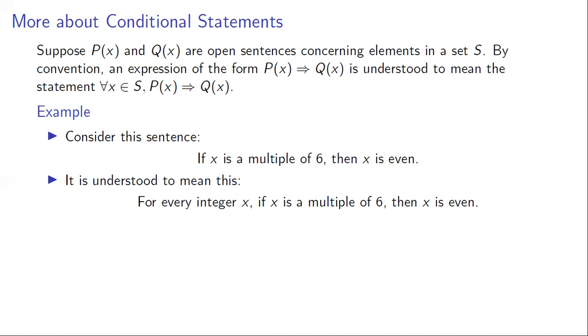Now, is this true? Is it true that for every integer X, if X is a multiple of 6, then X is even? Well, think about what the multiples of 6 are. So 6, 12, 18, and so on. And you could also go in the negative direction, like 0, -6, -12, and so on. All the multiples of 6 are even. So that is true. The statement is true since every multiple of 6 is even.